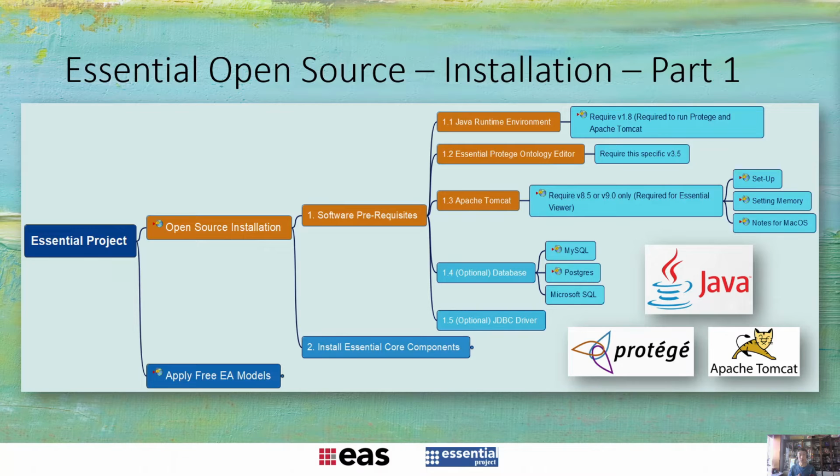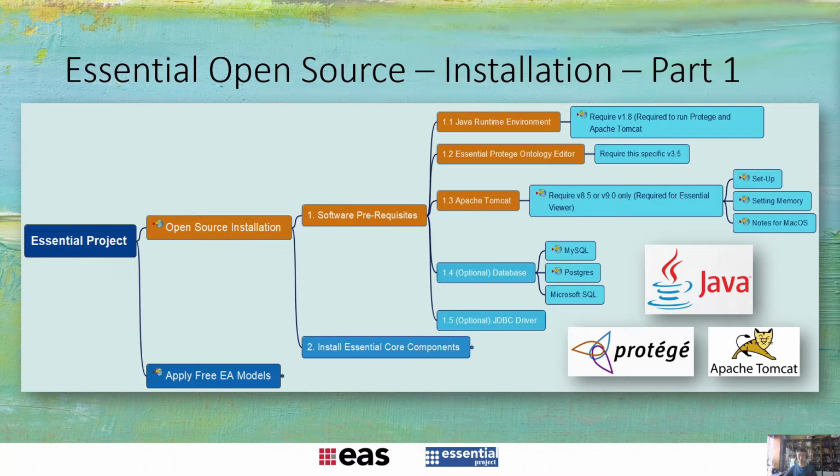The specific thing we need to notice is that the minimum Java is 1.8. If you have an older Java, you cannot use Essential. Protege today is already 4.6.5, which I think I already have on my PC. So if I look at that, let me see. Protege, you can see here, I installed from this Protege site.